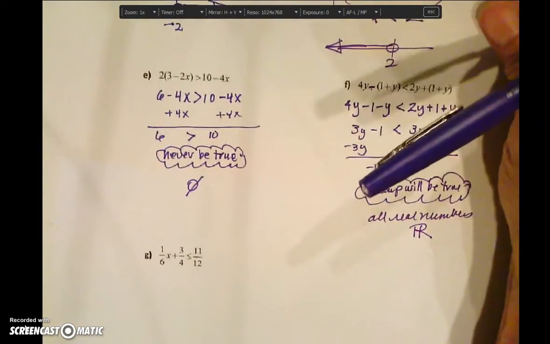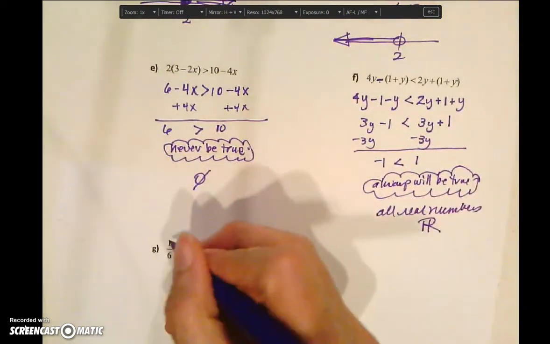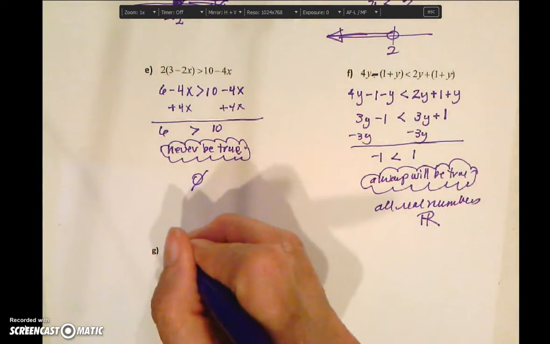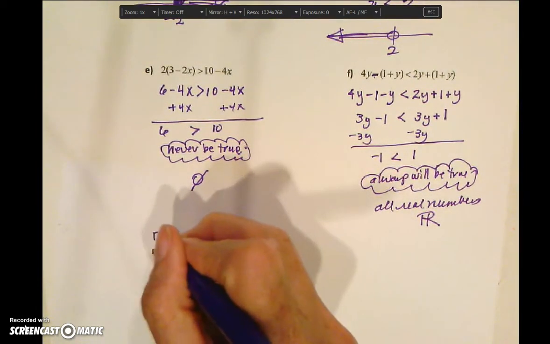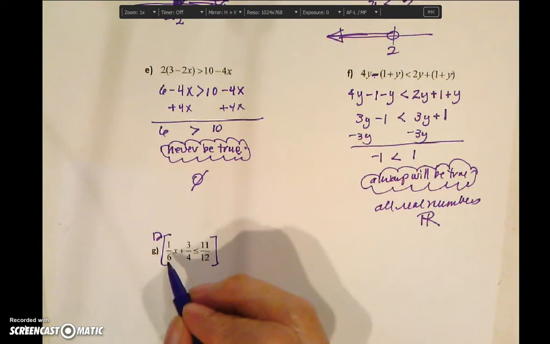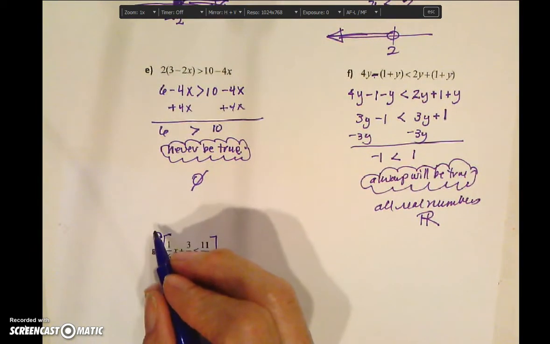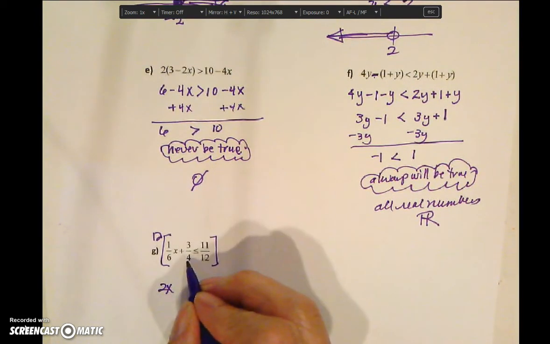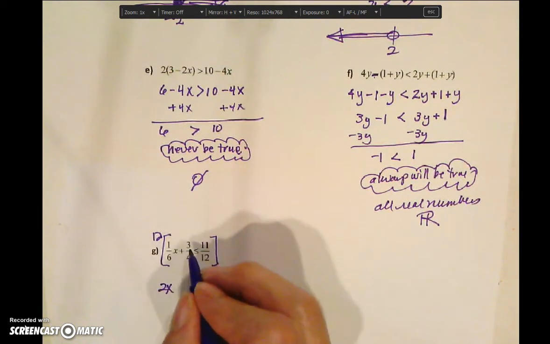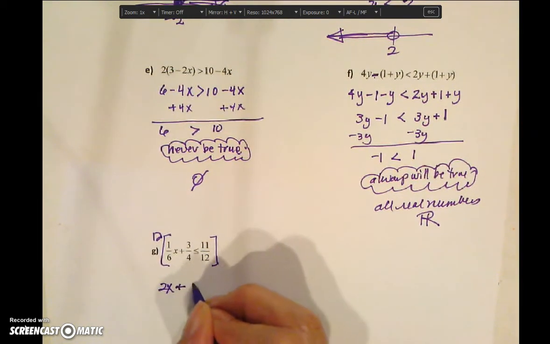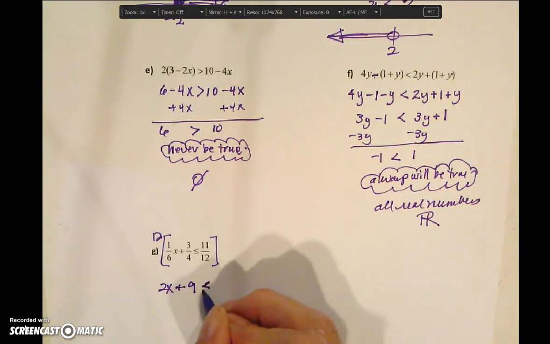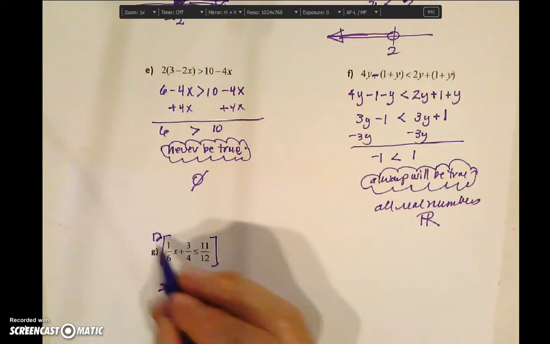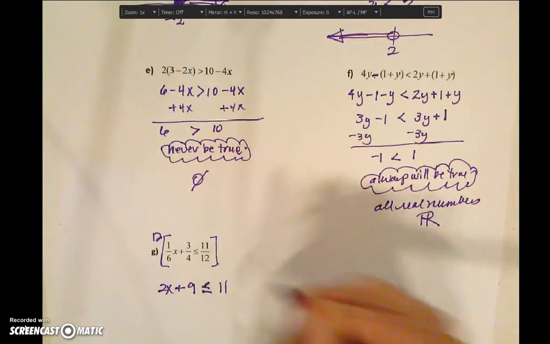One last one that we're going to do, G. Love these fractions. All right, so with fractions, what am I going to do? I am going to multiply through by the common denominator, which is 12. So I'll multiply 12 times the 1/6. The 6 goes into 12 2 times. 2 times 1 is 2x. 4 will go into 12 3 times. 3 times 3 is 9, so I have a plus 9 is less than or equal to, see, I'm multiplying by a positive 12, so my inequality stays the same. 12 will go into 12 once, and 1 times 11 is 11.